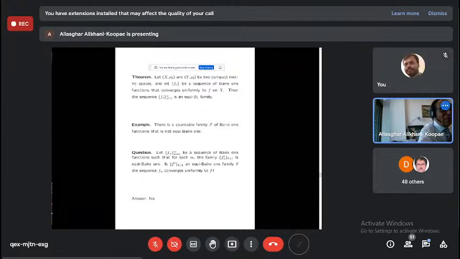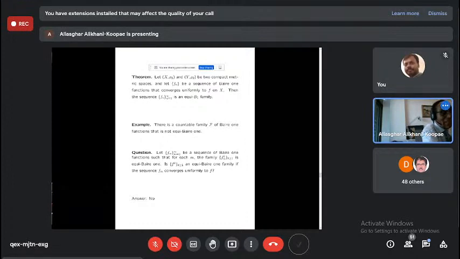And let X, rho 1 and rho 2 be two compact metric spaces. If F_n is a sequence of Baire 1 functions that converges uniformly to F, then that sequence is also an XY Baire 1 family. So the moment that we know a sequence is uniformly convergent, it becomes an XY Baire 1 family. Okay?